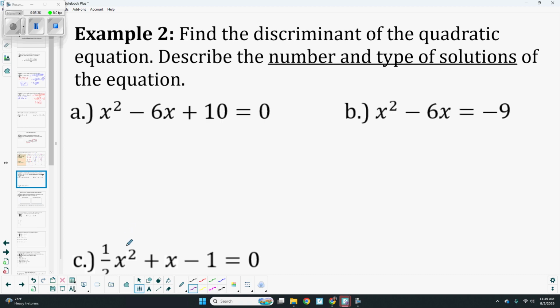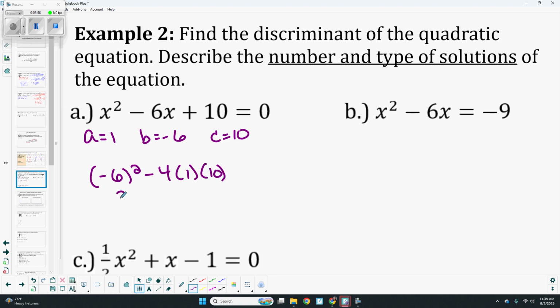So in this example, we just want to find the discriminant and determine the number and type of solutions of the equation. So this is already equal to 0. So a was 1, b was -6, and c was 10. So doing b squared minus 4ac gives me 36 minus 40, which is -4. A negative discriminant will be two imaginary solutions.